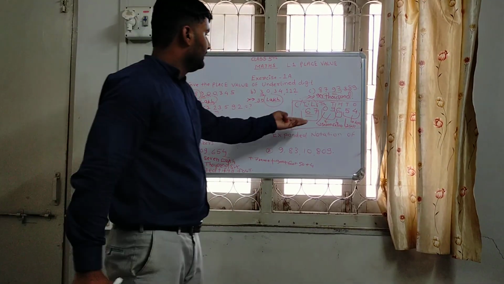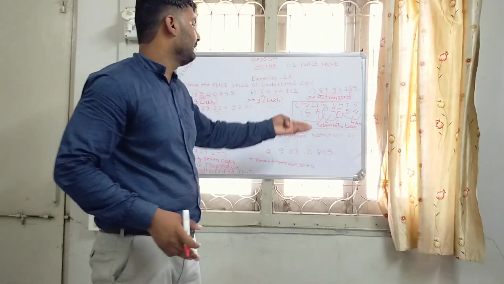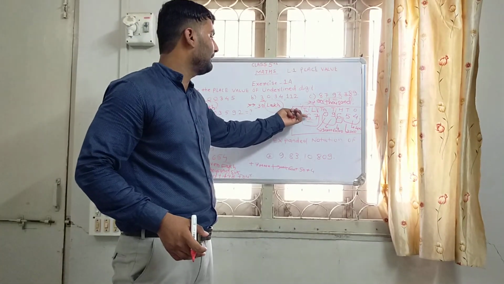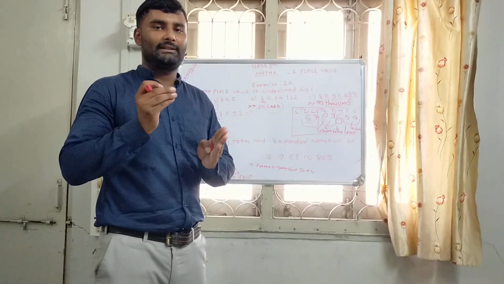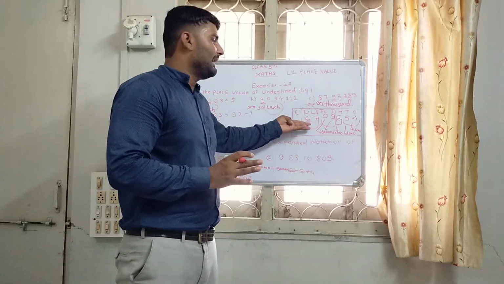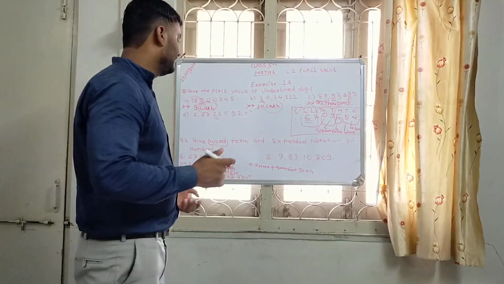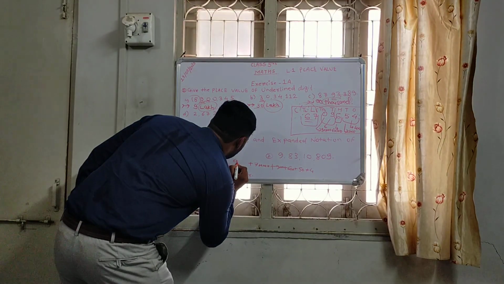Now what is the value of 6? The value of 6 multiplied by 10 lakh. 6 tens are 60 and lakh means lakh. That means 60 lakh.